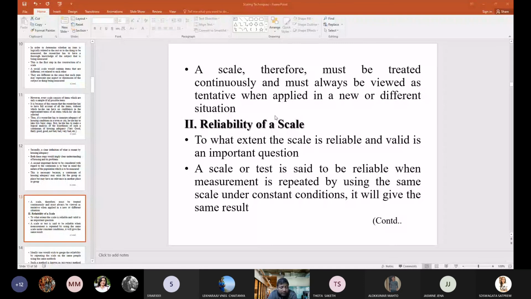But once they launch, they mostly adopt scaling techniques for evaluating their product, to see how much people are satisfied with it. Based on the people's level of satisfaction, they rectify their product.